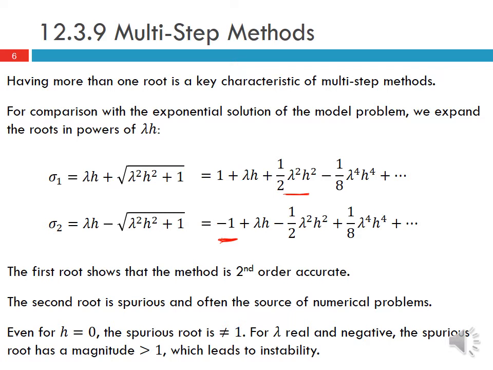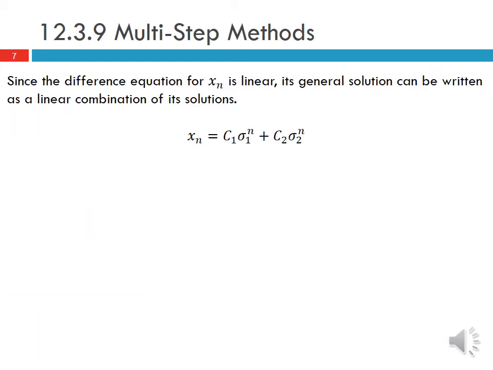So for lambda real and negative, the spurious root has a magnitude greater than 1, which leads to instability. So we can see that here. If lambda is real and negative, then this value is negative, and we're subtracting something that's bigger than 1, so we know that this is going to be a negative number with a magnitude bigger than 1. So this leads to instability. Now, since the difference equation that we had for x_n is linear, its general solution can be written as a linear combination of its solutions. So x_n is equal to c_1 sigma_1 to the power n plus c_2 sigma_2 to the power n.